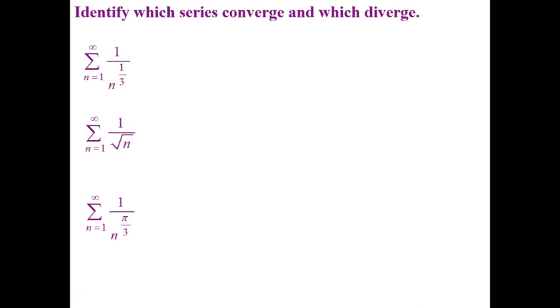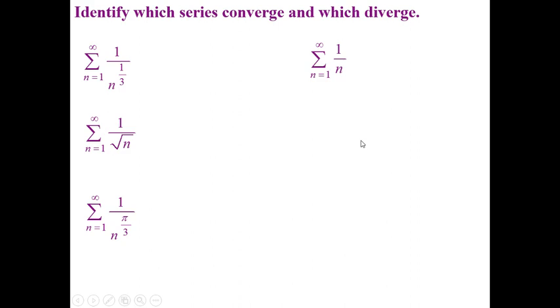Identify which series converge or diverge. Here's the first one, a p series. p is less than 1, so obviously this one diverges. And 1 over n to the power 1/2 also diverges. And then n to the power pi over 3: pi is 3.14, divided by 3, that'd be 1 point something, so this one converges.